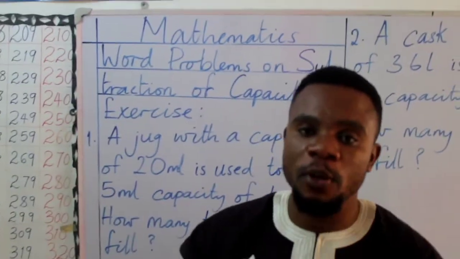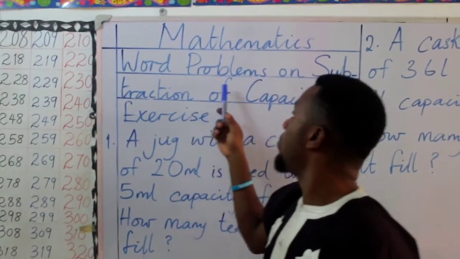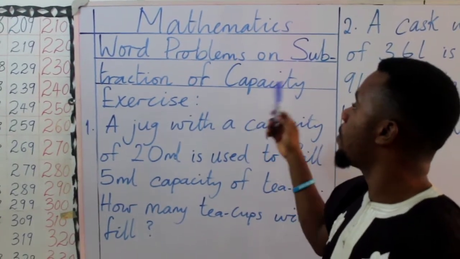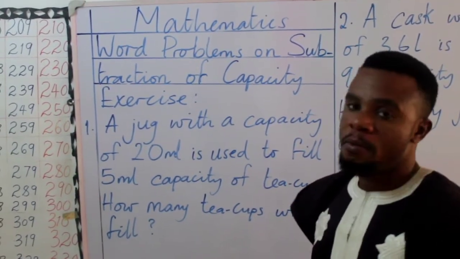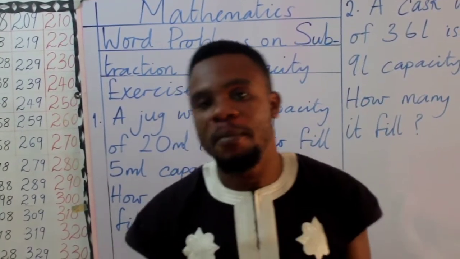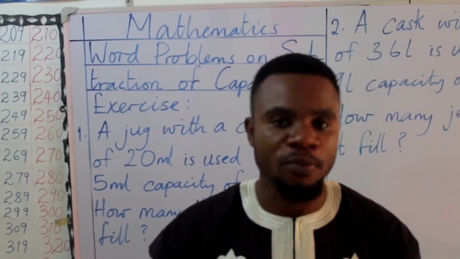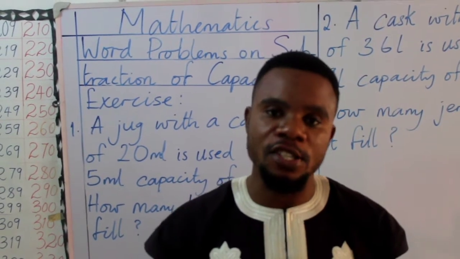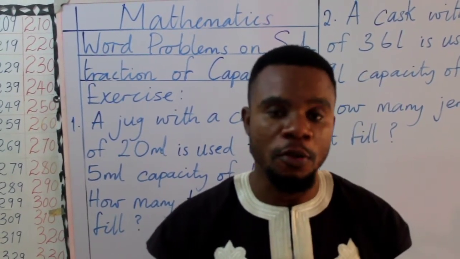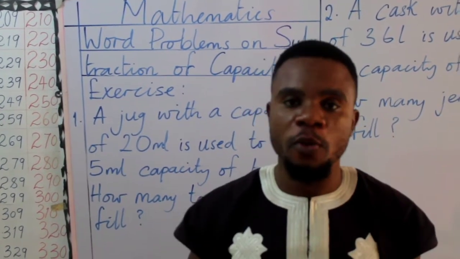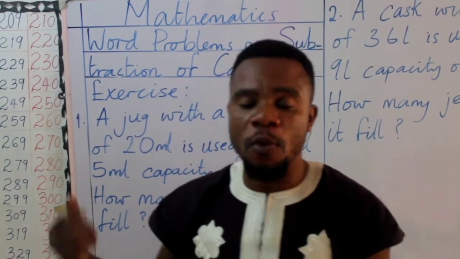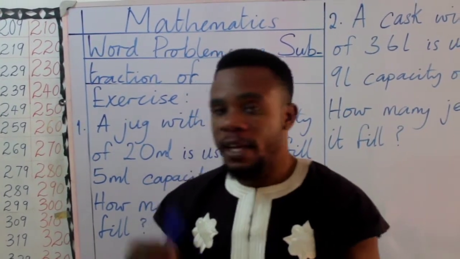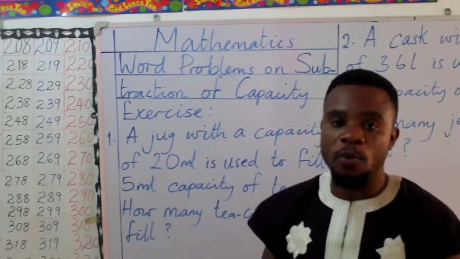In today's class we'll be looking at word problems on subtraction of capacity. But before we commence, my name is Mr. Chinoso. Remember what we did in our previous class? We treated addition of capacity in word form. But today we'll be looking at subtraction of capacity in word form. So let's look at the exercise in number 1.